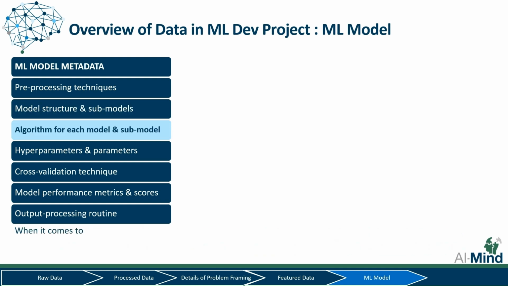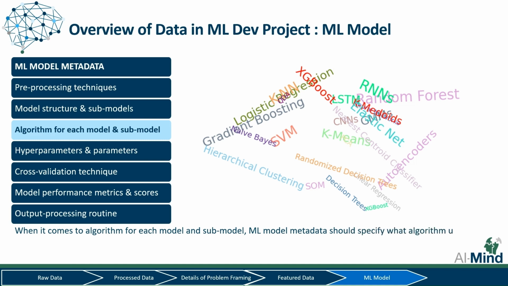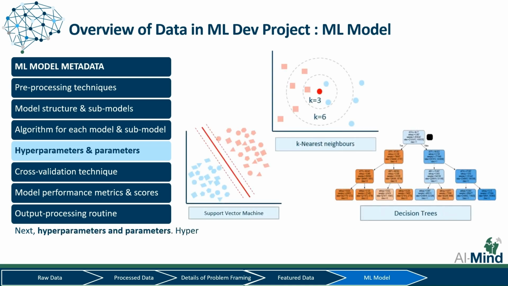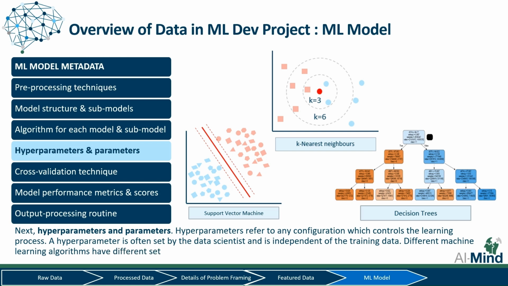When it comes to algorithm for each model and submodel, machine learning model metadata should specify what algorithm is used for each machine learning model. Next, hyperparameters and parameters. Hyperparameters refer to any configuration which controls the learning process. A hyperparameter is often set by the data scientist and is independent of the training data. Different machine learning algorithms have different sets of hyperparameters which need to be tuned accordingly.